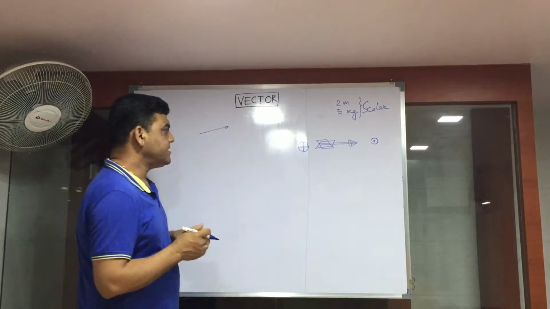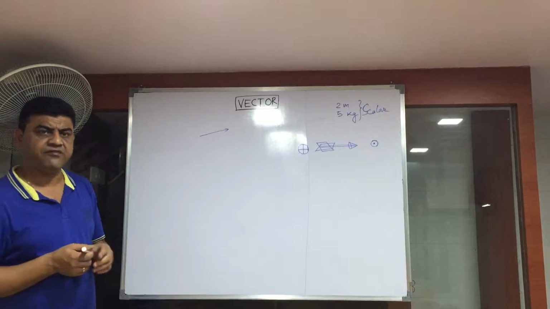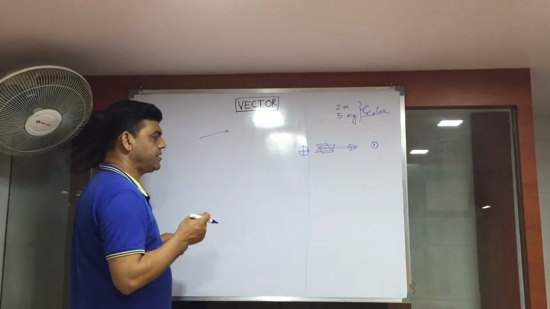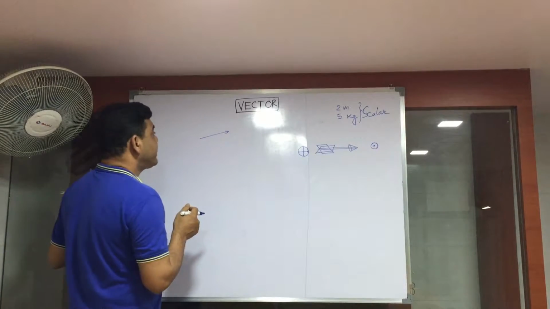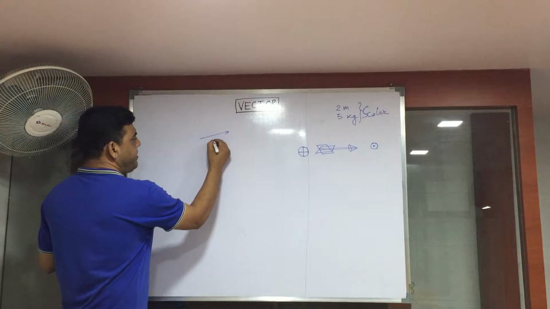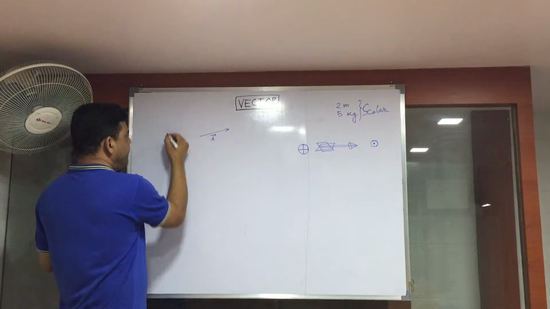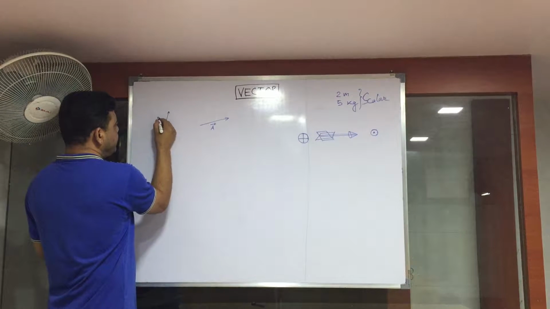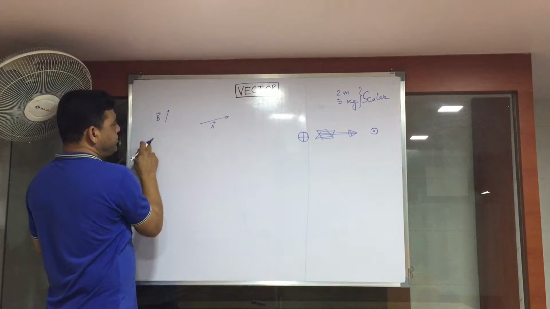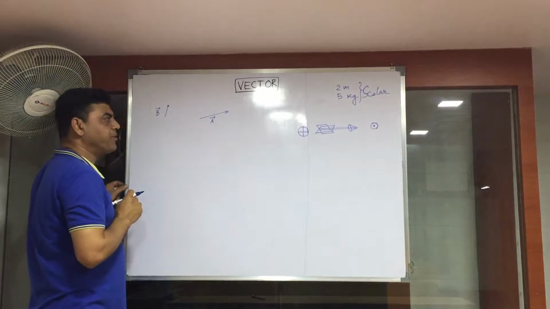Okay, let us talk about some mathematical operations on vectors. We will start with the very first one, addition of two vectors. If I name this vector as A, and I have another vector like this as B vector, generally we denote the vector with an alphabet and an arrow on top of that.